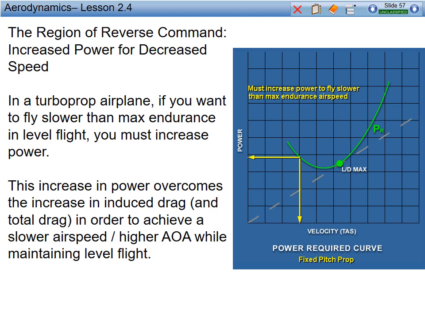Region of reverse command. Increased power for decreasing speed. In a turboprop airplane, if you want to fly slower than your maximum endurance in level flight, you must increase power. Remember that maximum endurance is the minimum power required for a turboprop aircraft. This increase in power overcomes the increase in induced drag and total drag in order to achieve slower airspeeds and higher angles of attack while maintaining level flight. Remember your slow flight from IFS.